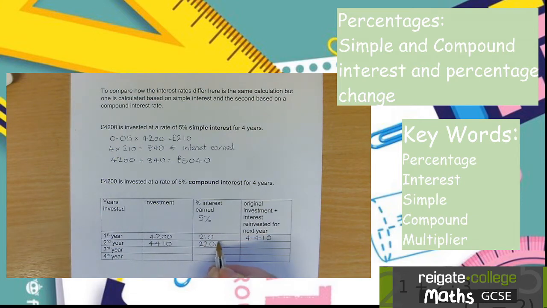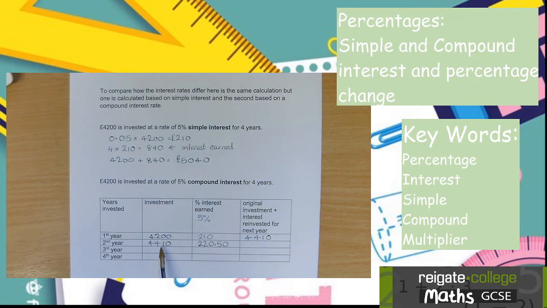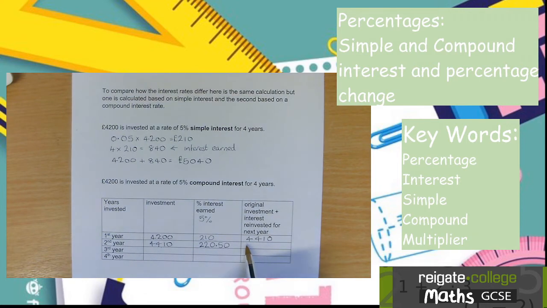You can see I would earn £220.50. So again, in my bank account at the end of that second year, I'd have my original investment from the beginning of that year plus my interest, so my total amount in the bank would be £4,630.50. I'm going to do that process again.